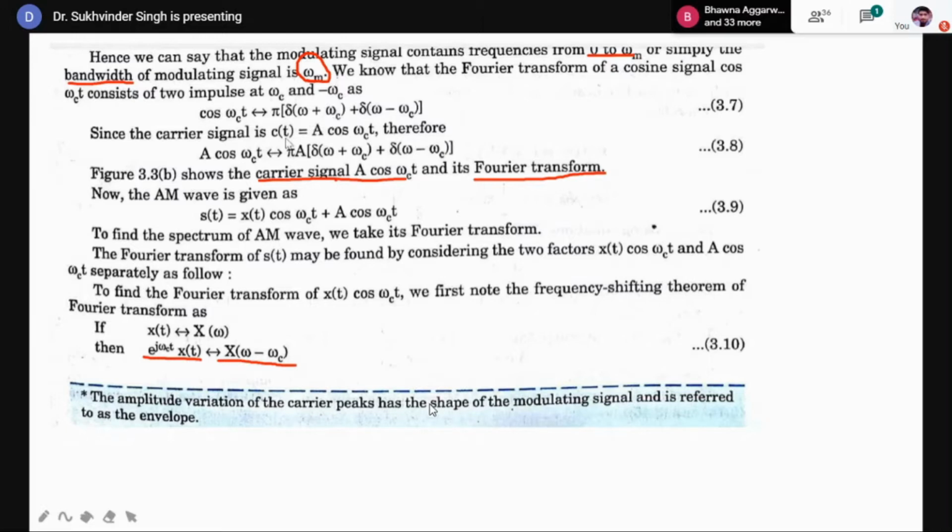Since the carrier signal has equation A cos omega ct, equation 3.7 is for the cosine function, and we want to write the expression for the carrier wave. So we multiply the cosine function, that is equation 3.7, by capital A on both the left and right hand sides, and we get A cos omega ct is equal to pi A times the small variation in the frequency around plus omega c and minus omega c, which are the two impulses present in the cosine function.